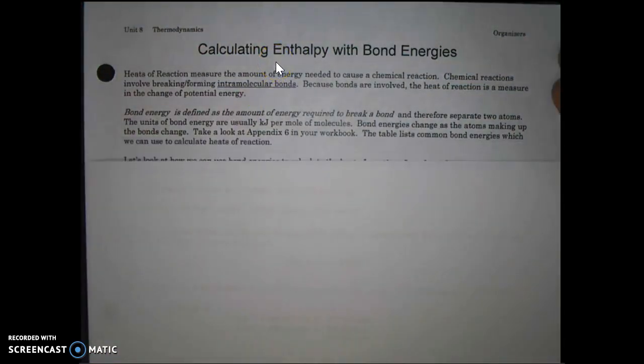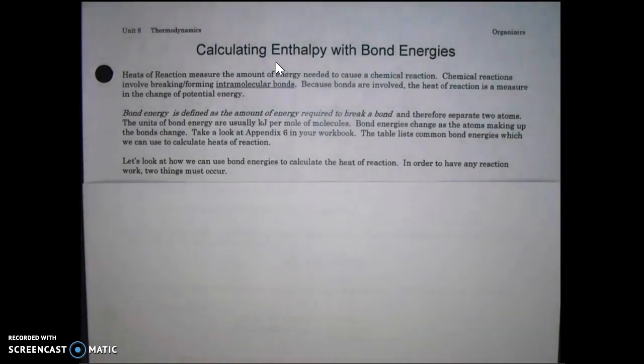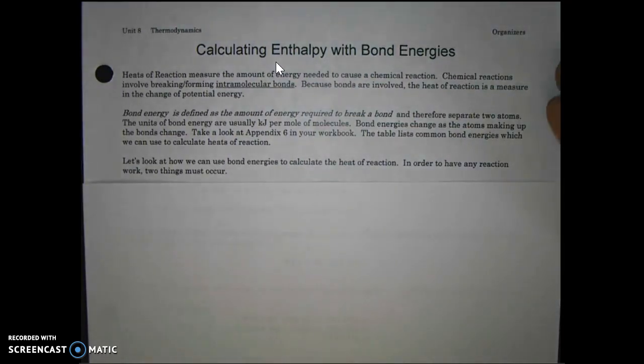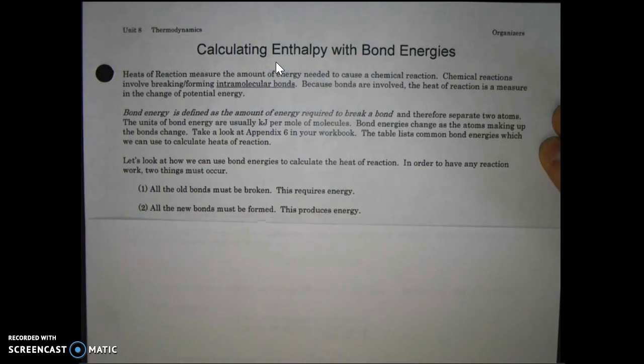So now as we move on, let's think about what needs to happen. In order to do a chemical reaction, two things have to occur. Number one, you have to break the old bonds. So you have to put energy in. So that's an endothermic process. Breaking bonds is endothermic. You have to put energy in to break bonds. And then you have to rearrange the atoms and form new bonds.